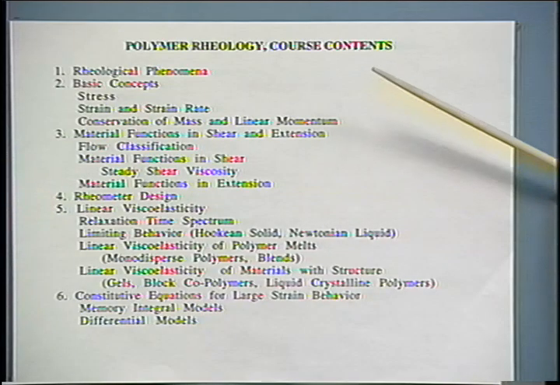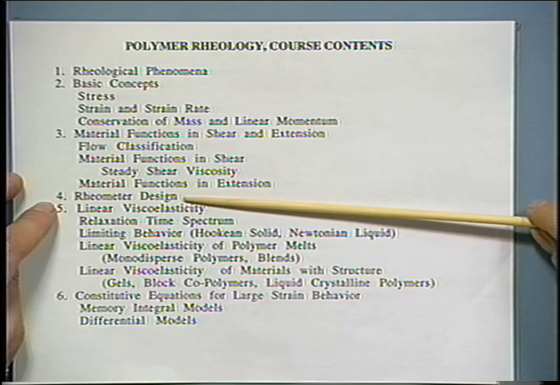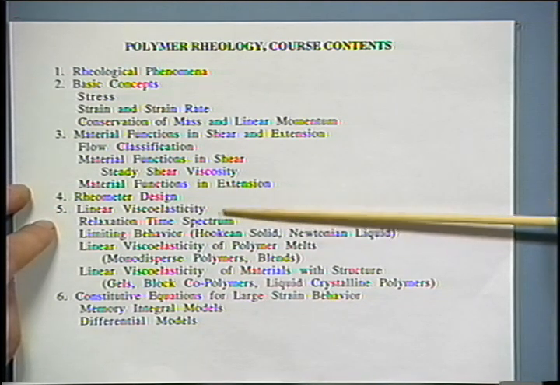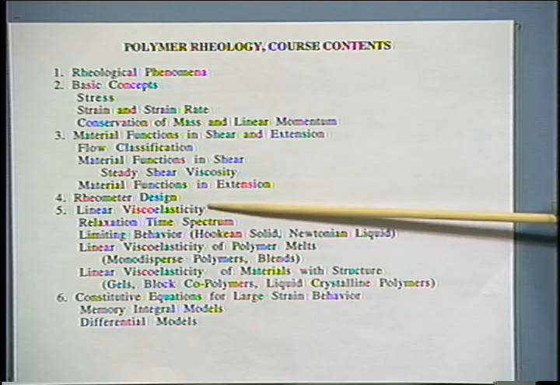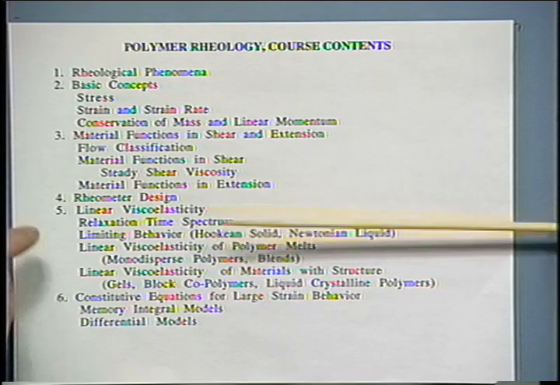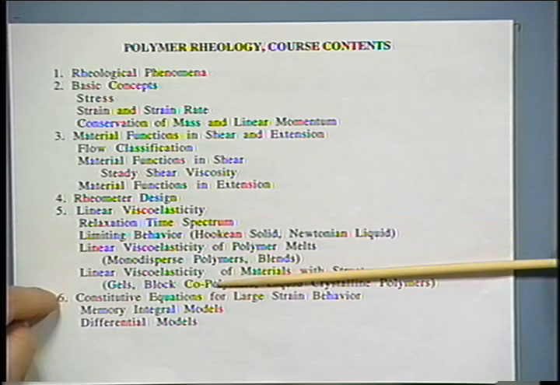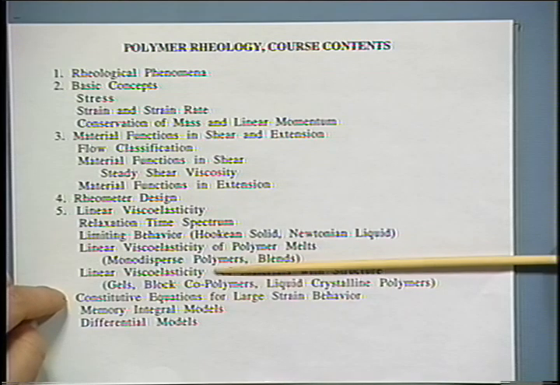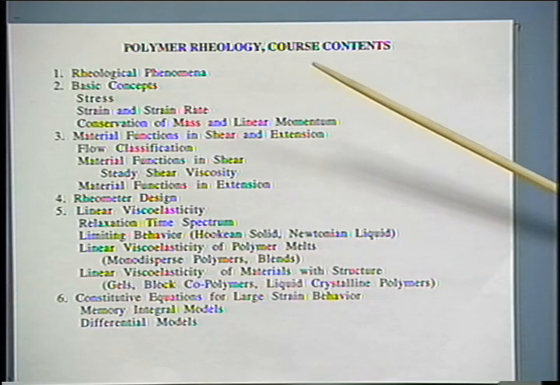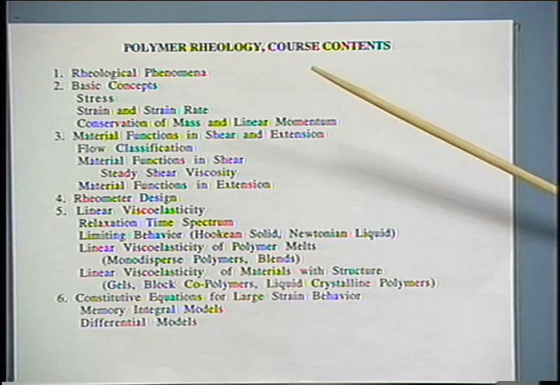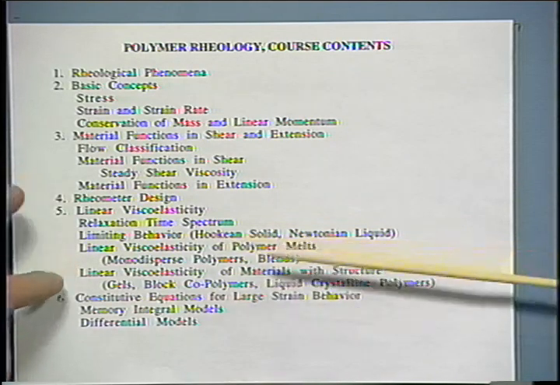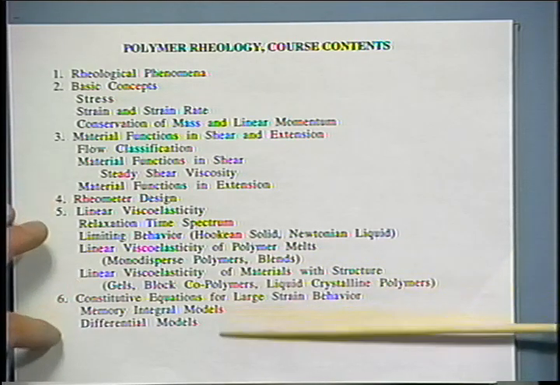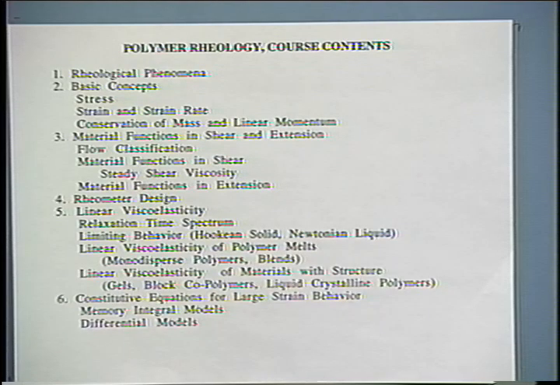We will look at material functions, and then we go through a few rheometer design details. They are interesting to analyze, interesting for getting an understanding of the material behavior. And then we will look at the relaxation time behavior. You will see in a moment what I mean with relaxation times. It's kind of the fingerprint of a polymeric material, the relaxation time spectrum. And we would like to quantify that for some simple materials and also for some complicated materials later on. And then we can go to some constitutive equations for large strains, and that's more complicated.